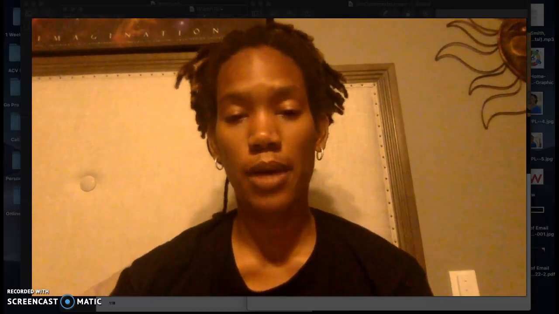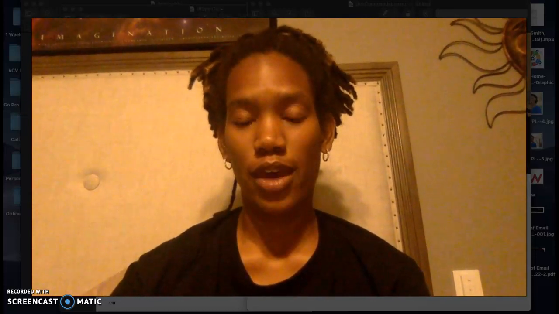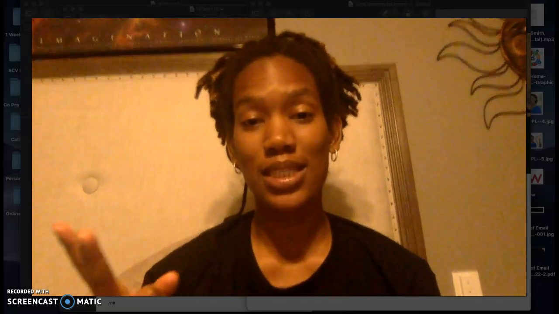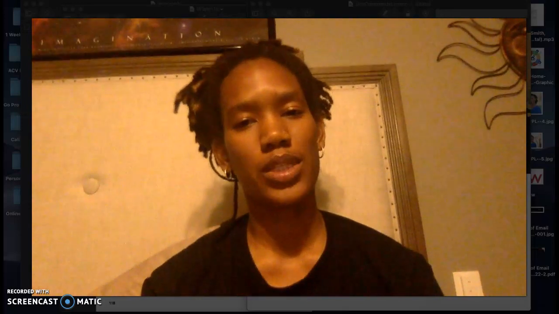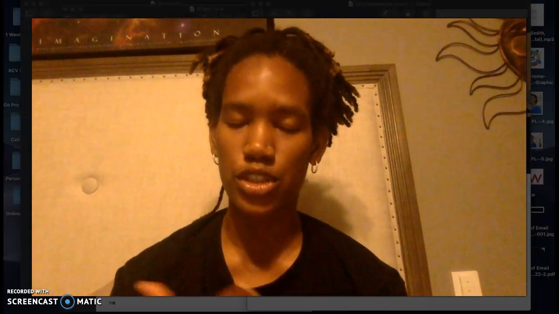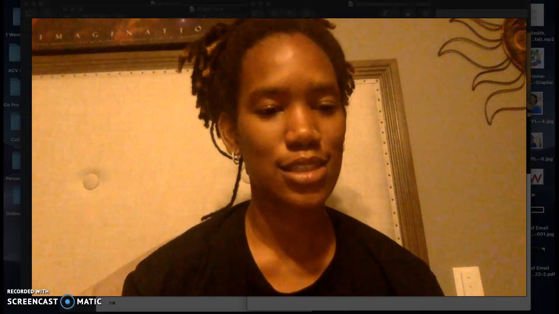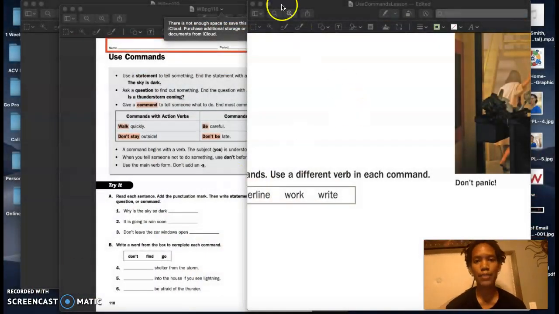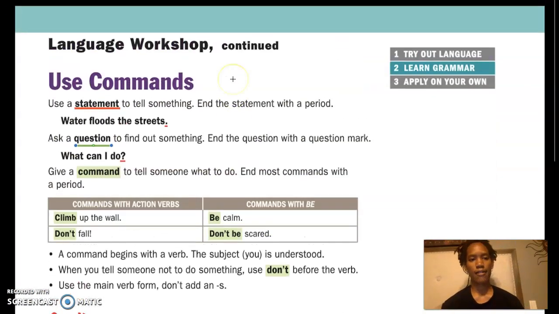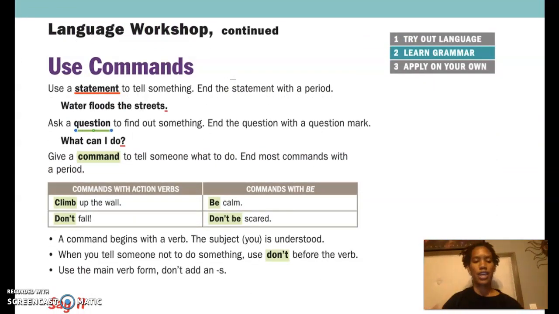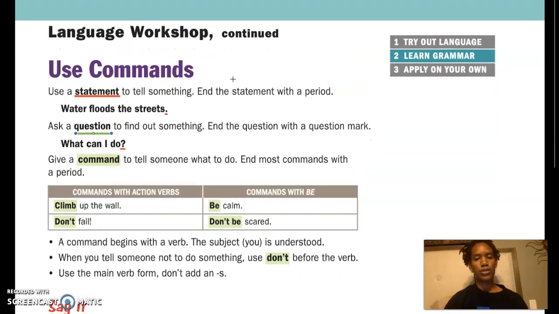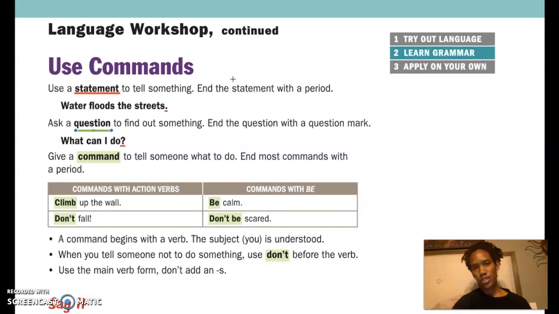And today we're going to talk about using commands, okay? We're also going to talk about statements and questions, all right? Because in order to understand what is a command, you have to understand statements and questions. So let's get into it, kiddos. All right. So here we have our lesson. Okay, this is on page 294 in your book. I know that you guys don't have a book, but I still want to share these things with you. All right. So using commands.